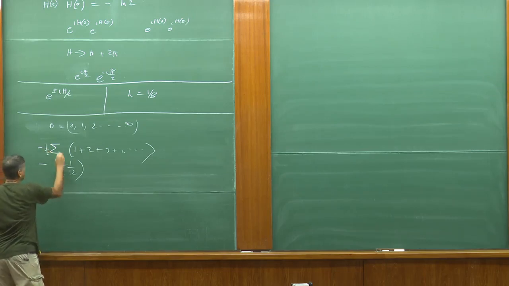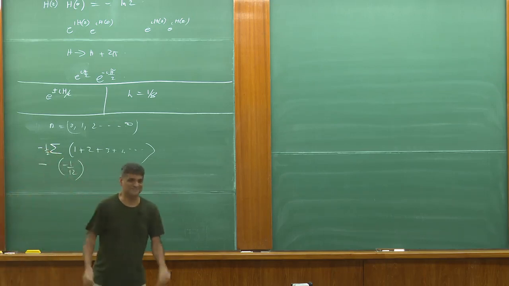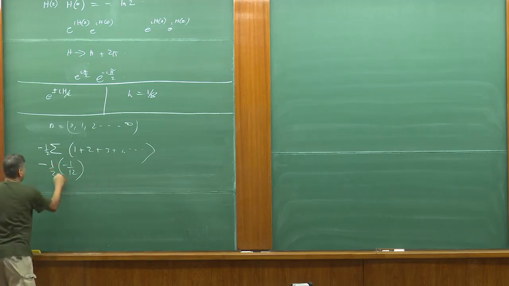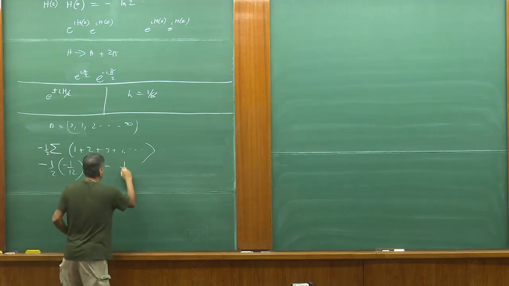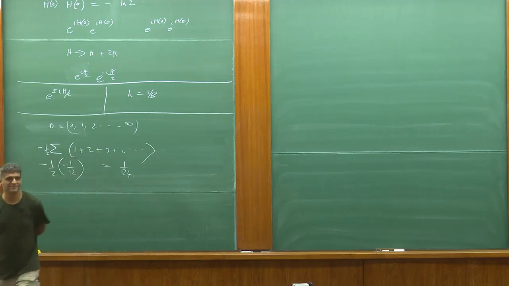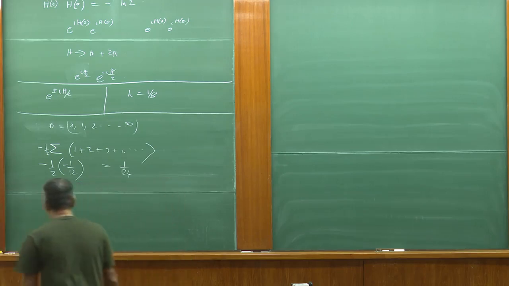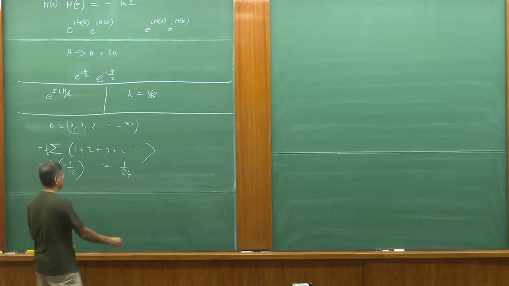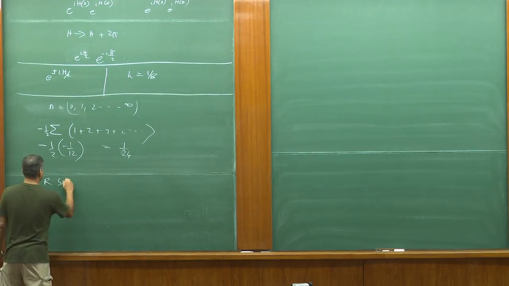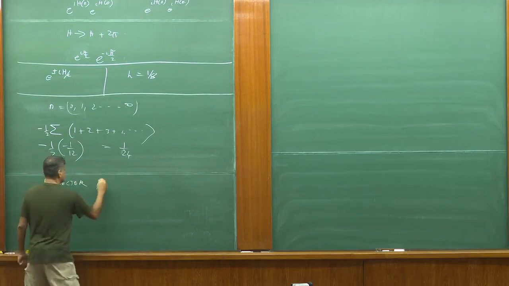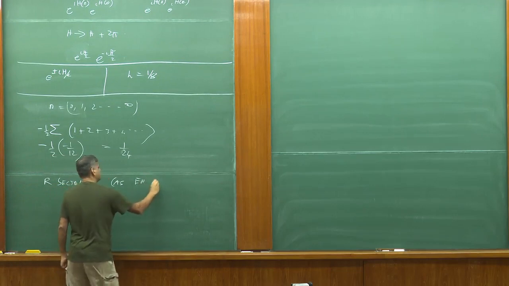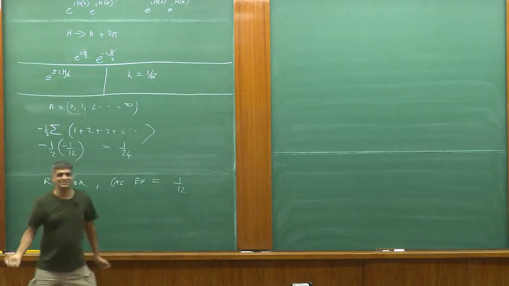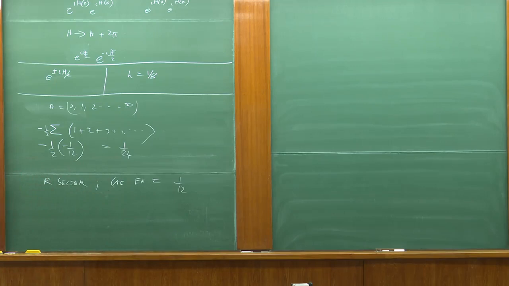And we also had this factor of half, h bar omega by 2. So we have half. So for one of these, we get plus 1 by 24. Is that clear? But we have two of these fermions. So this Casimir energy will be equal to, in the Ramond sector, Casimir energy is equal to 1 by 12. So this is the Casimir energy.